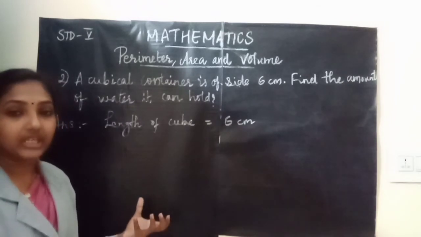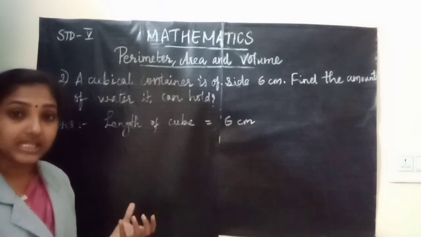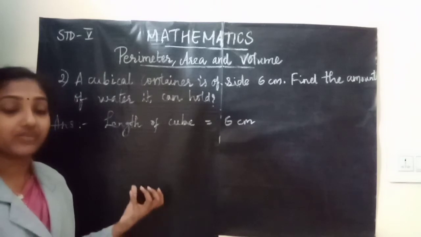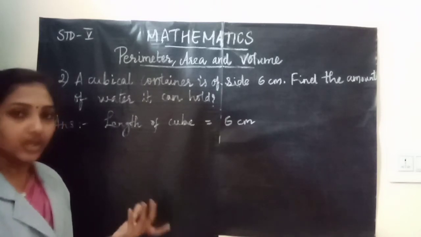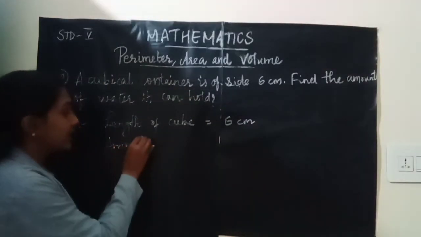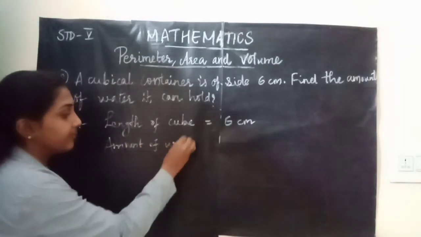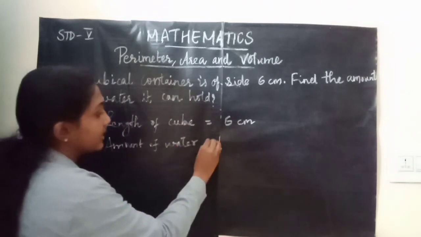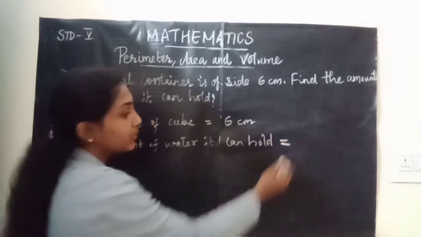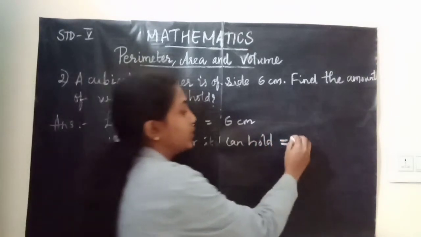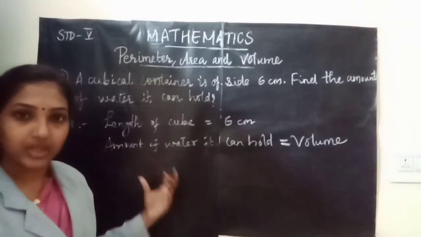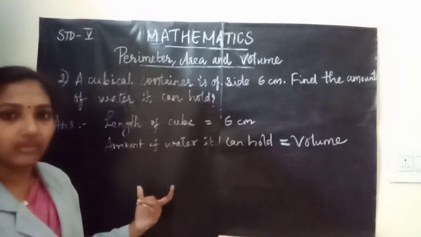So the amount of water it can hold means it is the measure of the volume. Okay, so here we have to find out the volume of the cube. Here it is given to find the amount of water it can hold, and it is equal to the volume of the cube. So here we need to find the volume of the cube.